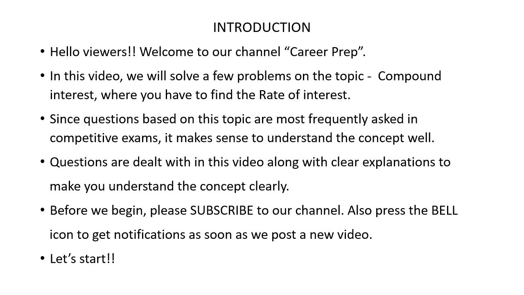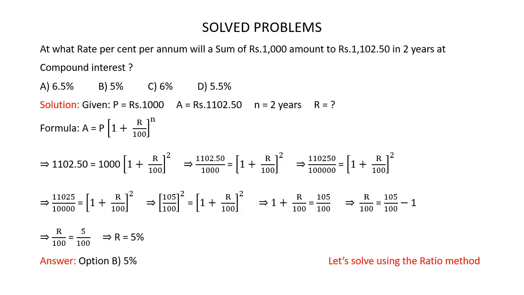So let's start. At what rate percent per annum will a sum of rupees 1000 amount to rupees 1102.50 in 2 years at compound interest? Here you are given 4 options and you have to find out which of these options is the correct one.